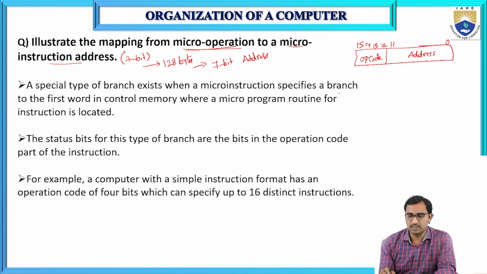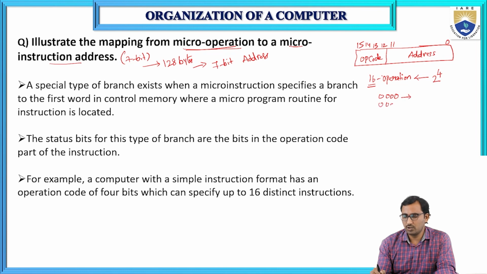A special type of branch executes when a micro instruction specifies a branch to the first word in the control memory where a microprogram routine for the instruction is located. Using these opcode bits, we can specify a total of 16 operations. With the 4 bits we can specify 2 power 4, that is equivalent to 16 operations. So the initial sequence would be all zeros, next 0, 0, 0, 1, till all ones.